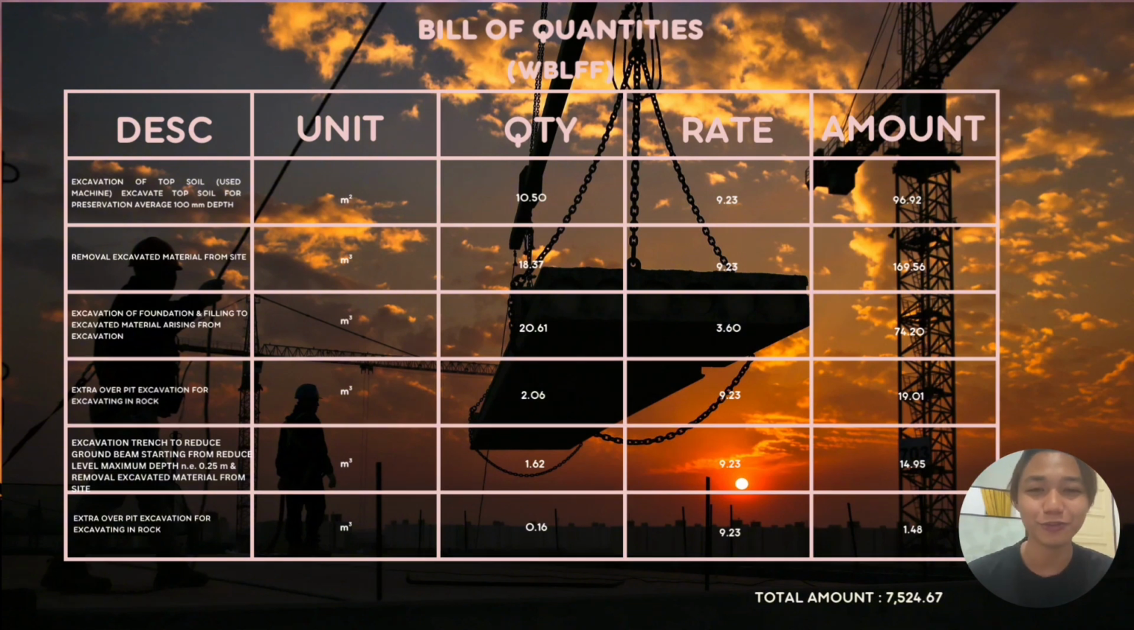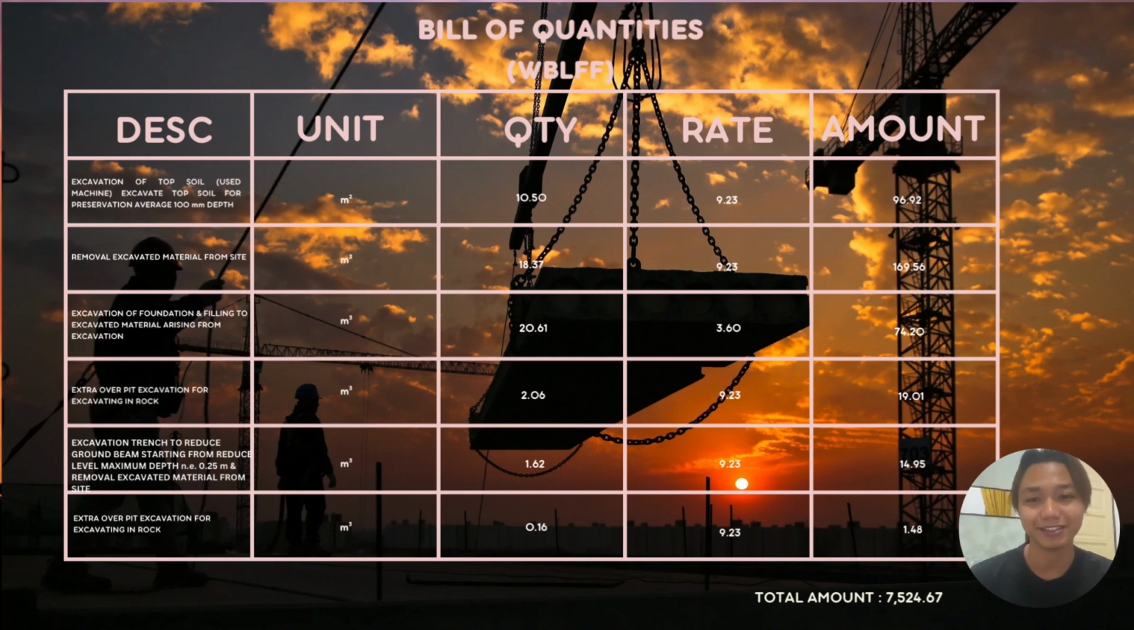Hi and Assalamualaikum. My name is Muhammad Amirul Aiman bin Abdul Halim. I continue this part of the bill of quantities for work below lower floor finishes. We have 6 descriptions in this work below lower floor finishes. The first is excavation of topsoil: use machine to excavate topsoil from preservation, average 100 mm depth.